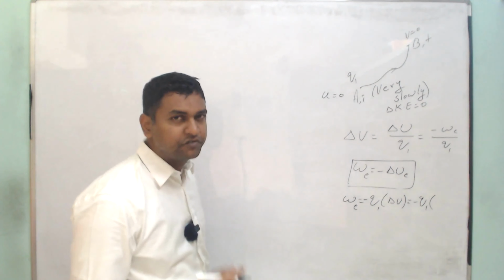Now, if I take the minus sign inside, I can say the work done by the electrostatic force is equal to Q1 into VA minus VB. Is this clear?